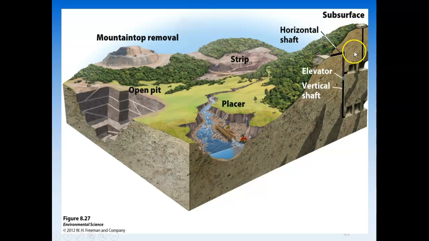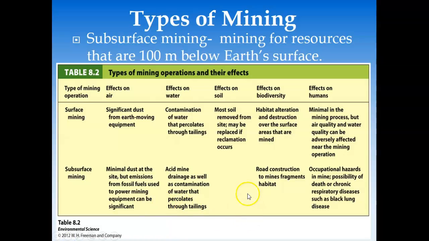You can also create subsurface chambers where you can mine inside of a mountain, and you can use elevators to get there. So you have to dig these shafts and then drill horizontally to get to veins of gold and silver and molybdenum and whatever.